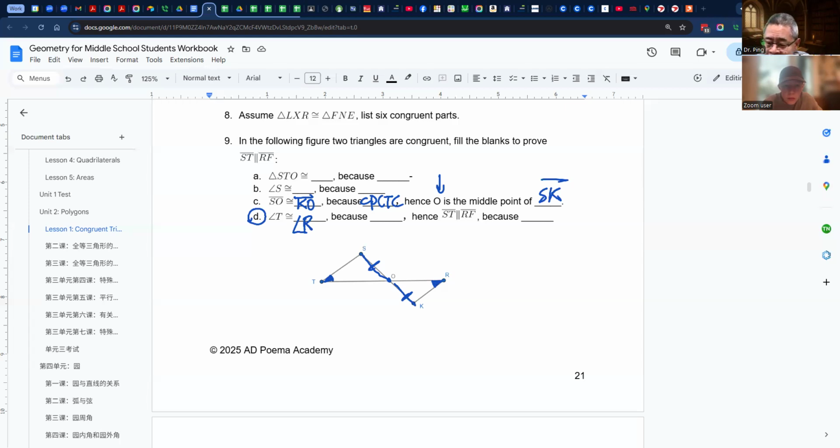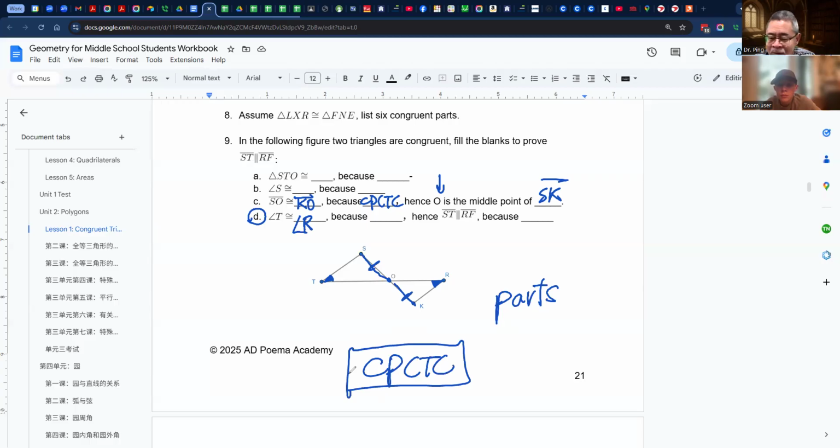Yeah, so the C is actually called corresponding parts because this is not a side, this is an angle. So as a general term, parts includes both sides and angles. So we use that, CPCTC. We just use that to do it.